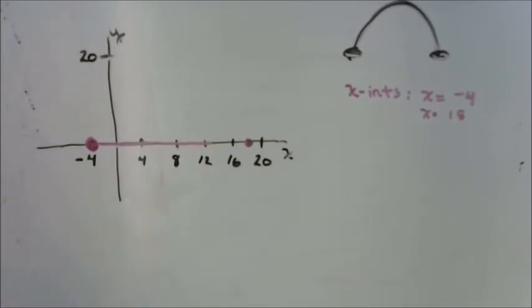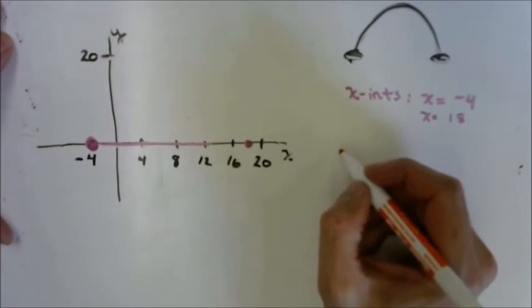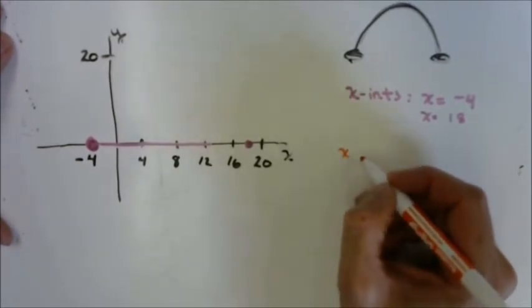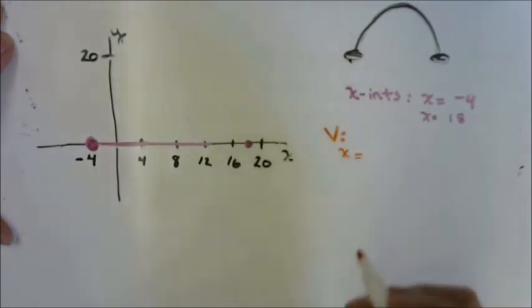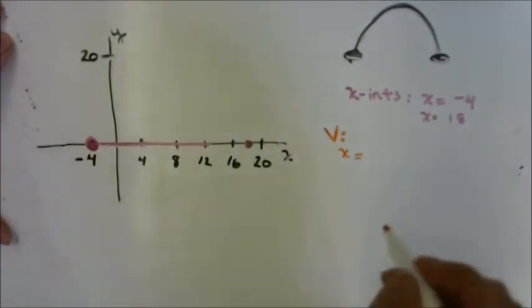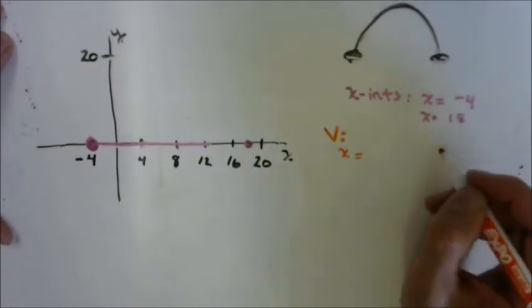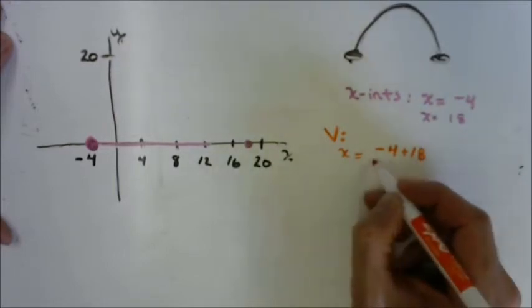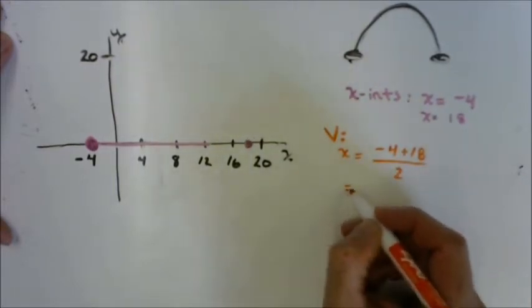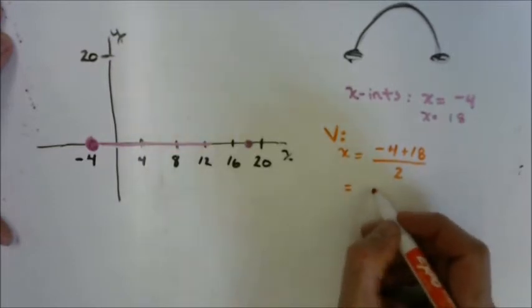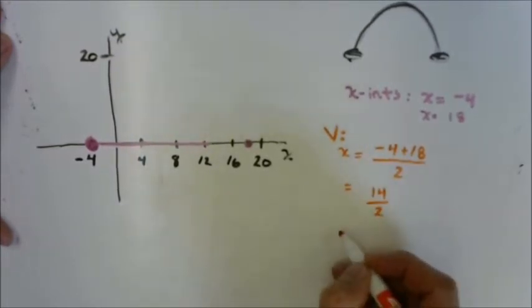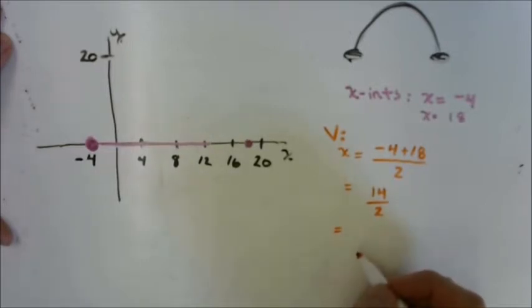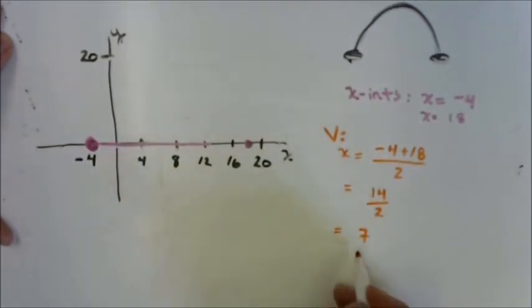How could I find the vertex? You take both points and then add them, divide them by 2. You guys are so smart. Okay? So to find the x-coordinate of the vertex, I'm just going to put a big V up there so you know we're finding the vertex now. The x-coordinate is the mean of my x-intercepts. So we've got negative 4 plus 18 divided by 2. Negative 4 plus 18 is positive 14, still divided by 2. 14 over 2 is 7. So this is just the x-coordinate of the vertex.